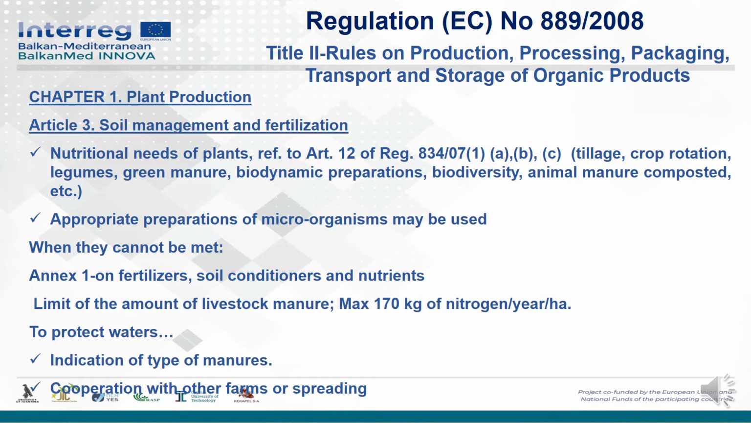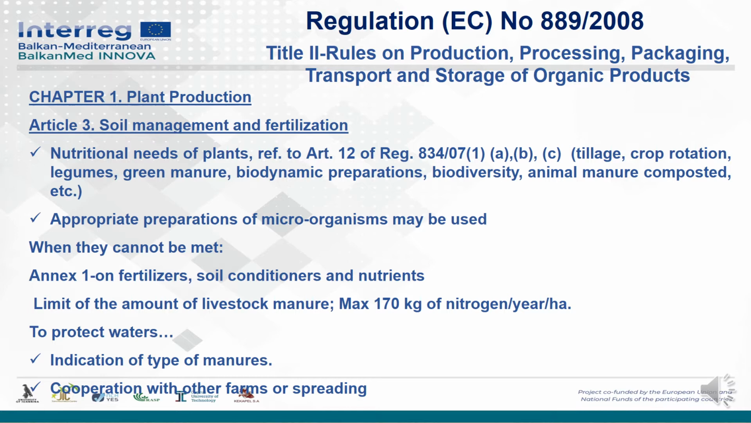And according again to this article, appropriate preparation of microorganisms may be used. In the case when the needs of the plants are not met, farmers can use fertilizers, soil conditioners, and nutrients referred to in Annex 1. There is a limit on the amount of livestock manure, but not only livestock, I mean poultry, farmyards, and all of these they can use in the farm.